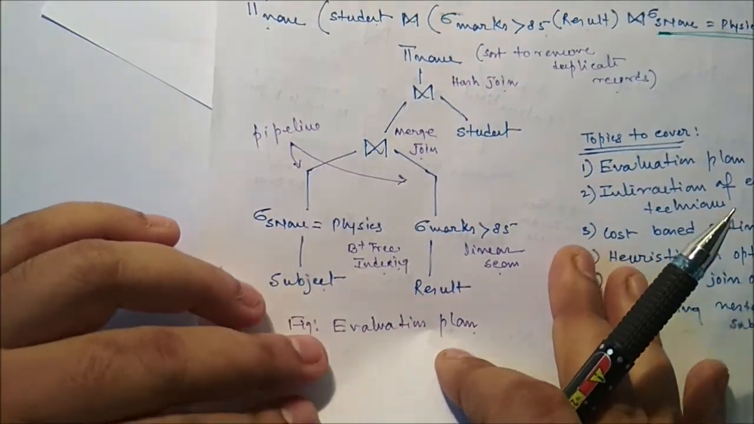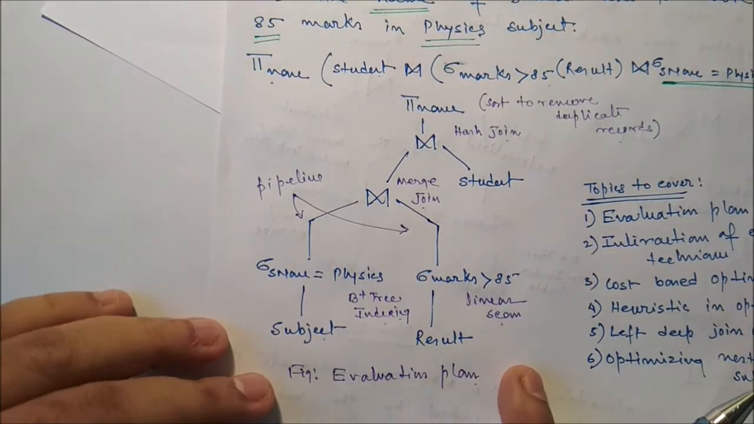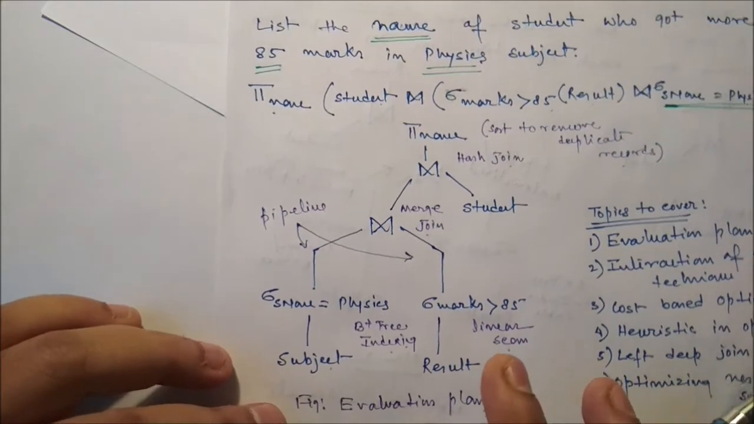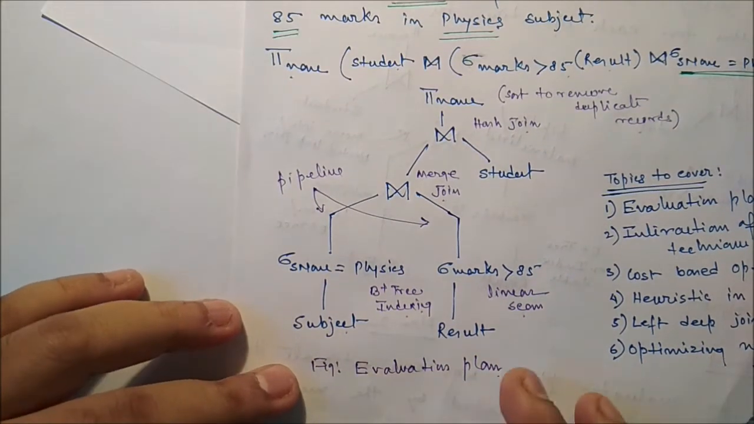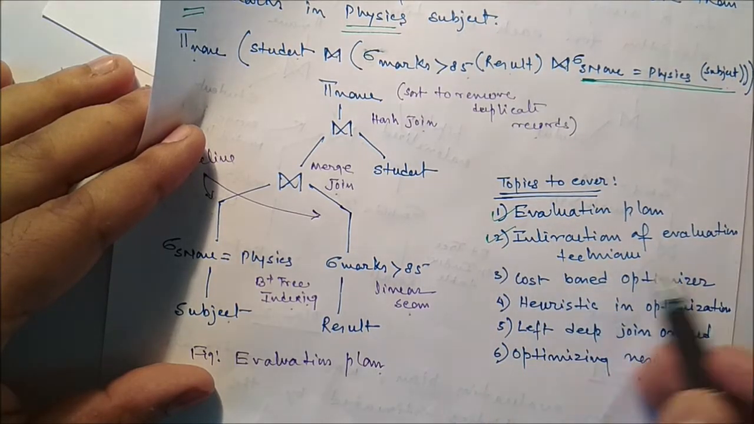So this is nothing but our evaluation plan, where what algorithm should be used for each operation and how the execution of the operation should be coordinated, all this information is embedded. So we have seen what is evaluation plan. Next we will talk about interaction of evaluation technique.